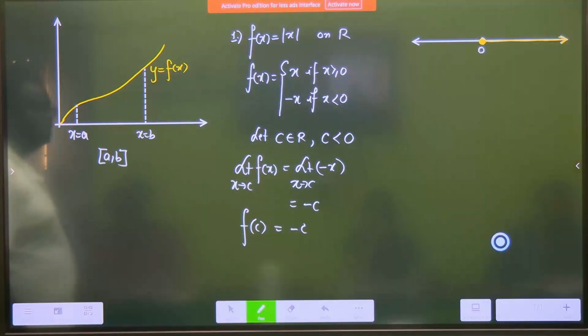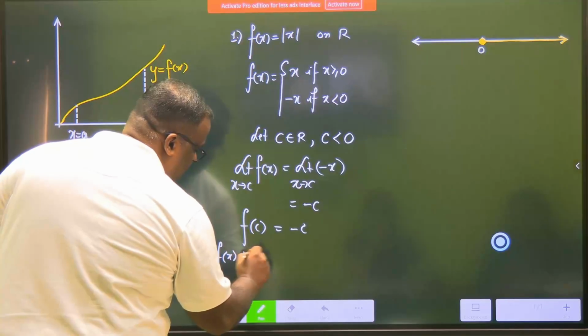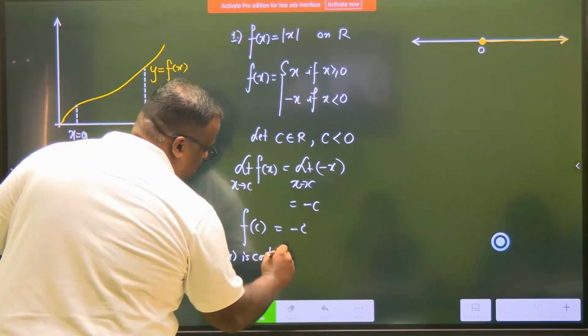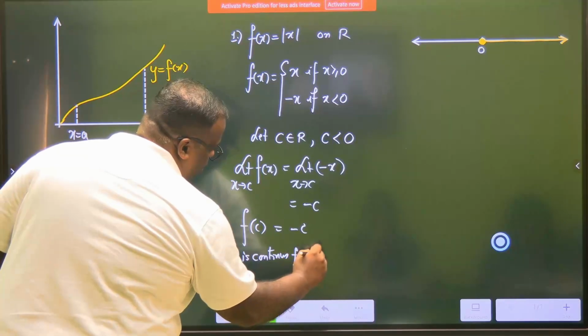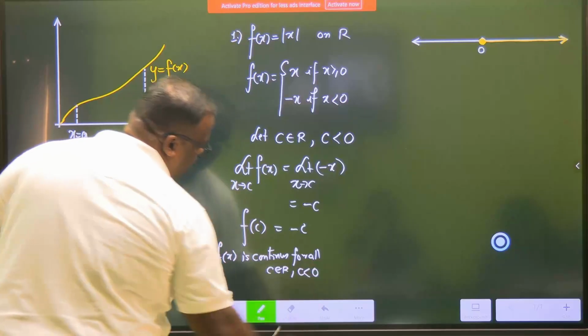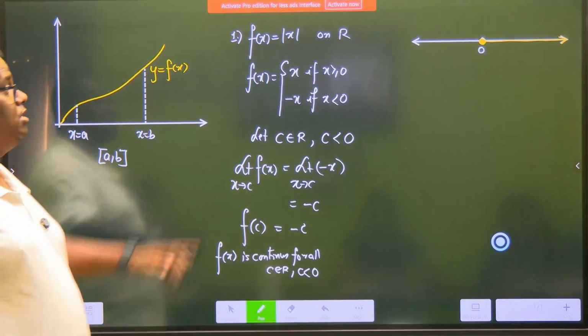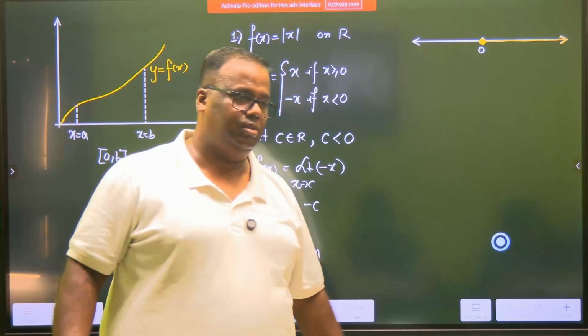Clear? Now, can you say f of x is continuous for all c belonging to R where c is less than 0? It means from here to here the function is continuous. Clear? Okay.